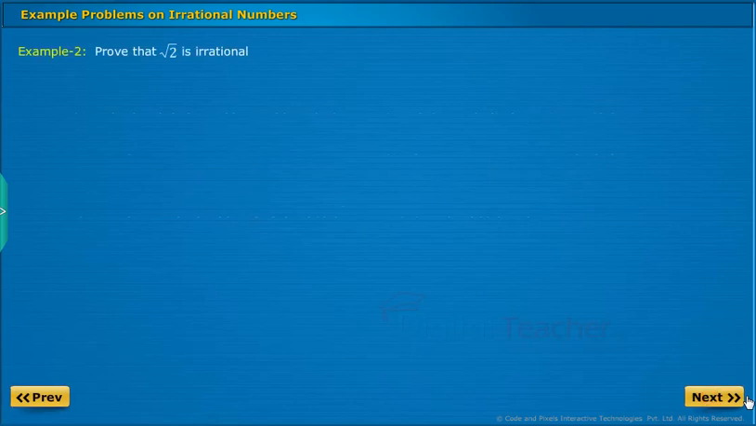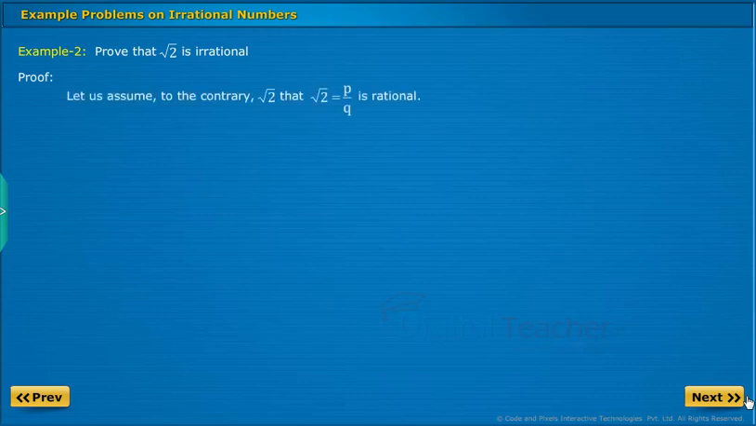Problem: Irrational numbers. Prove that root 2 is irrational. Proof: let us assume to the contrary that root 2 is rational. Then we can find two integers p and q such that root 2 is equal to p by q, where p, q are integers and q not equal to 0.